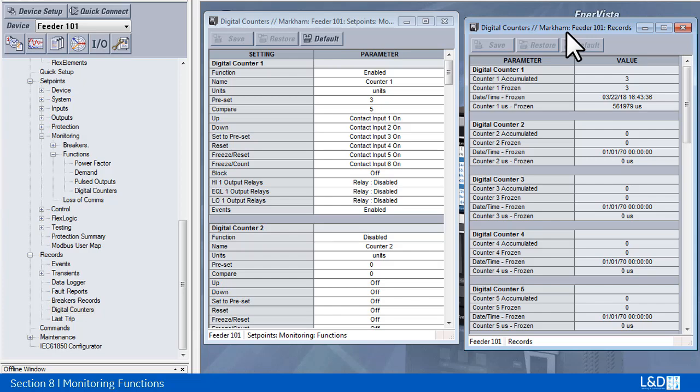So if I turn on the counter 1, I can use this to increase the counter. And I can use the counter 2 to reduce the counter. And I can use the counter 3 to preset the counter. And I can use counter 4 to reset the counter. And counter 5 can be set to the frozen, and counter 6 can be set to the count.